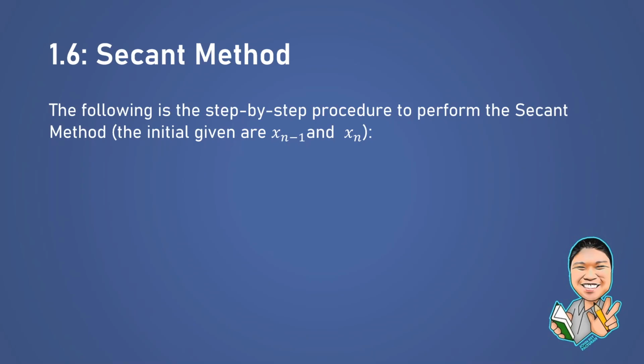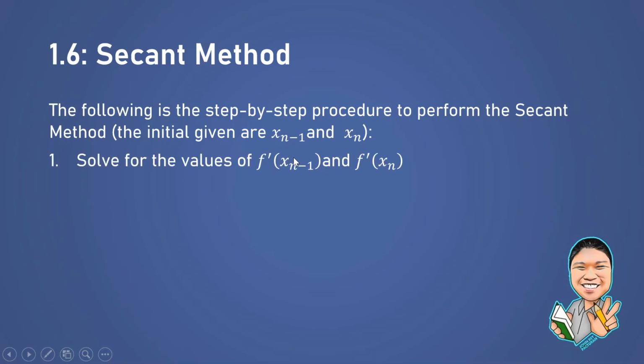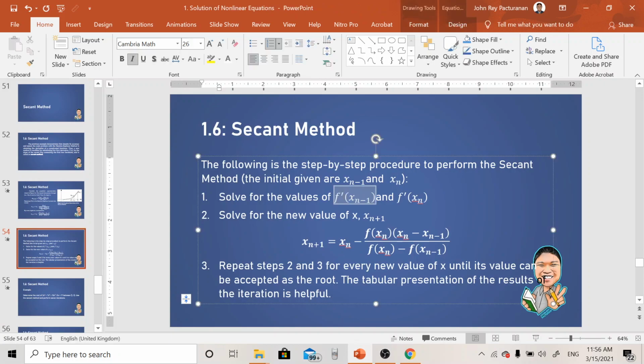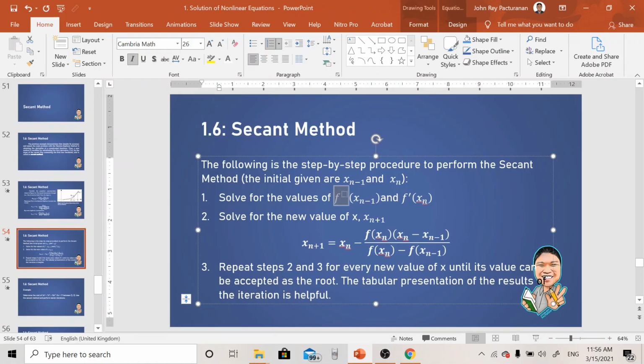So, the following is the step-by-step procedure to perform the second method. Note lang na dalawa ang initial values dito. Ulitin ko, may dalawang initial values. X sub n minus 1 and x sub n. Okay, so yun yun. Unang step, solve for the value of f of x n minus 1.